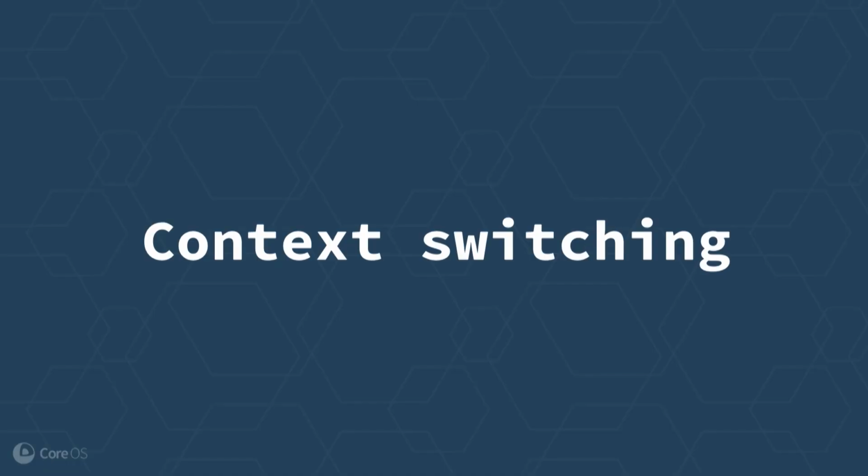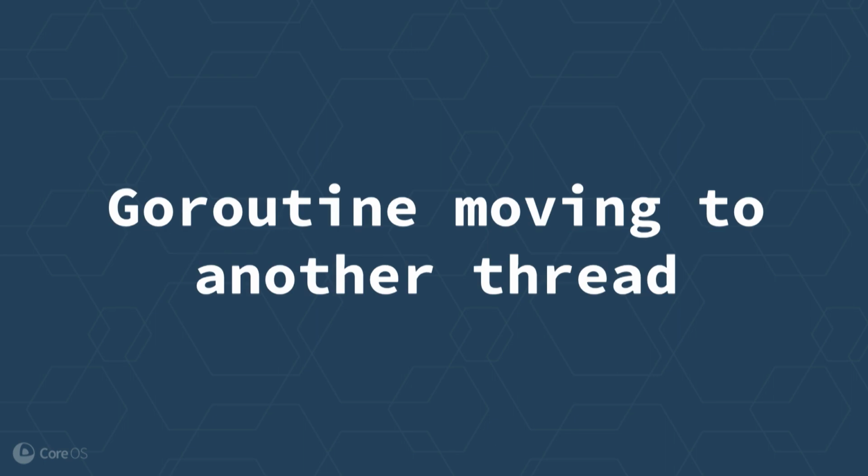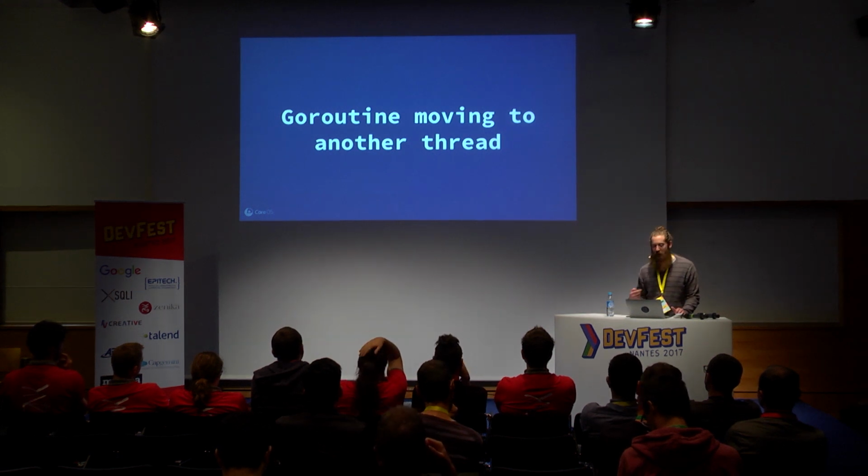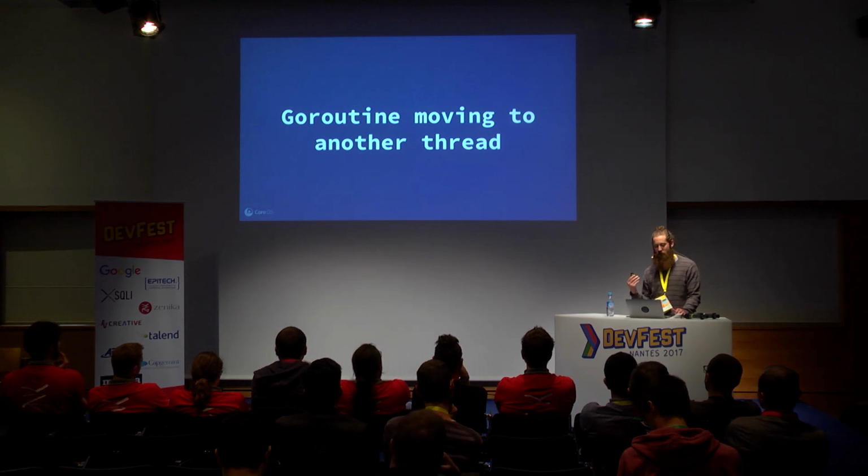So, context switching. Context switching is a Goroutine moving to another thread. This is very important, and it can confuse a lot of traditional debuggers. It can happen right from under you, and it's sometimes not super apparent when this is going to happen during the execution of your code.